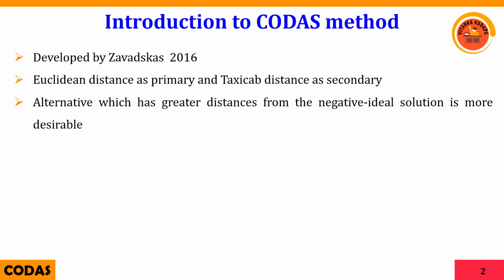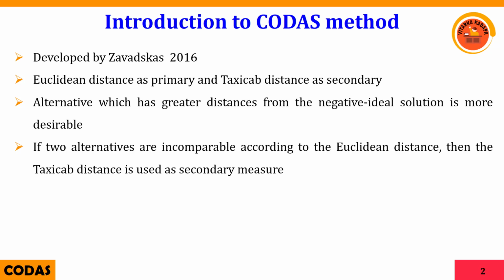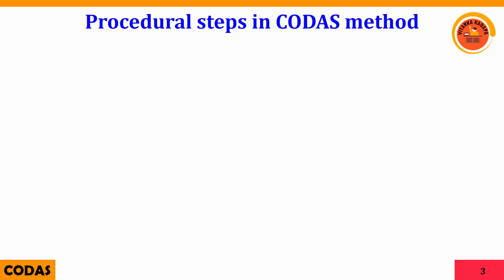Here, the alternatives which have greater distances from the negative ideal solution are the most desirable ones, whereas in the other MCDM techniques, we cannot find such a point. If two alternatives are incomparable based upon the Euclidean distance, then the taxicab distance is also going to be used as a second measure. So that is the advantage over using the Euclidean distance alone.